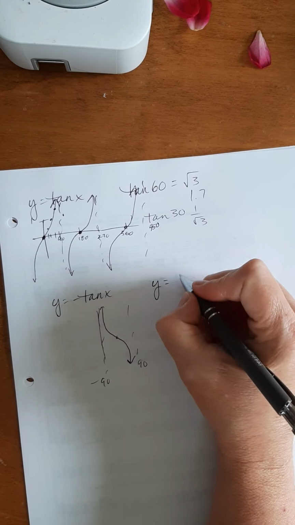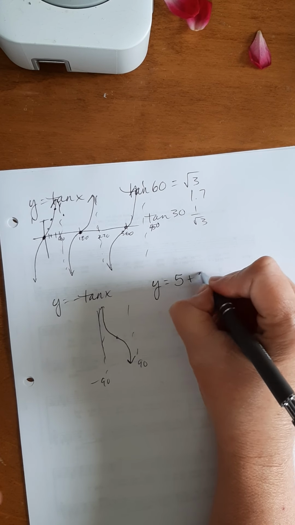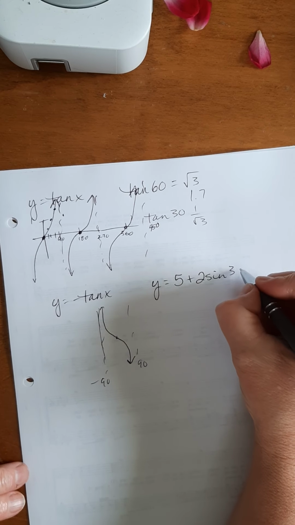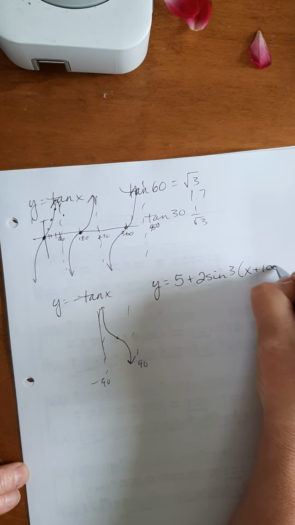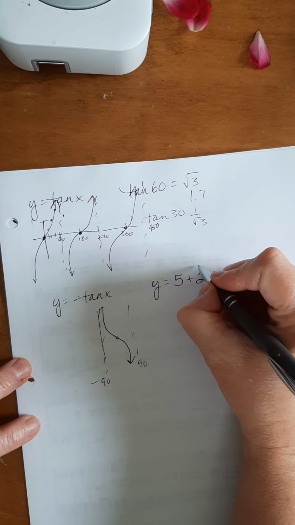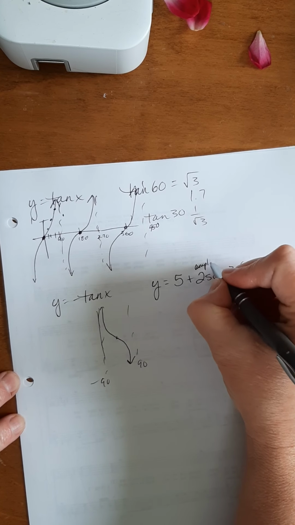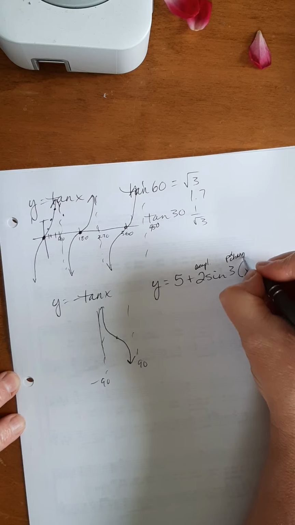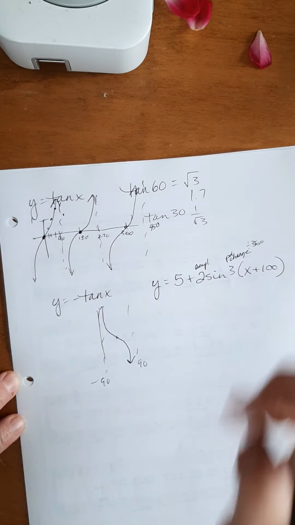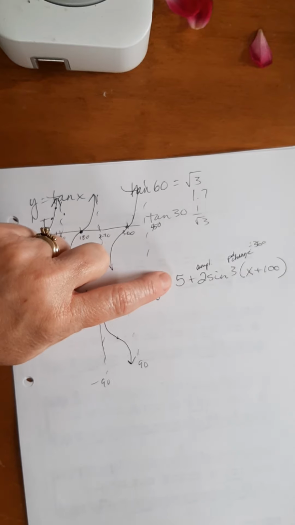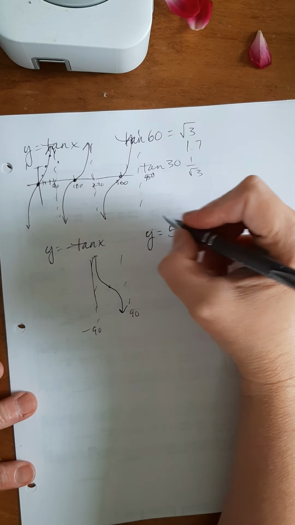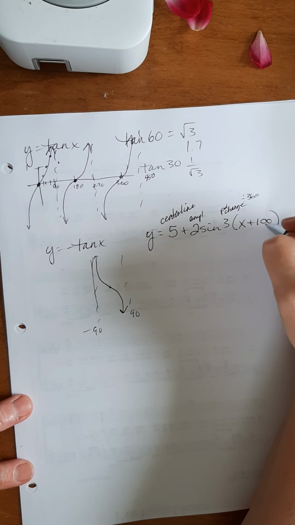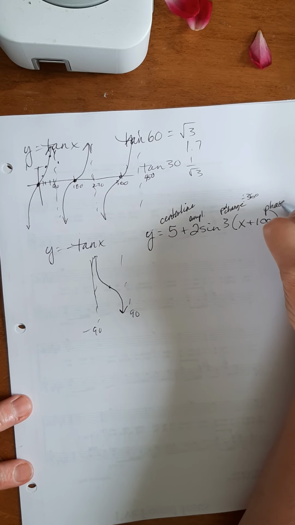Let's say they just throw you everything they have. Okay, you know that the 2 has to do with the amplitude or the height. The 3 has to do with the period change, in other words, divide it into 360. But then that leaves the 100 and the 5. The 5 is the center line. The 100 is the phase shift.